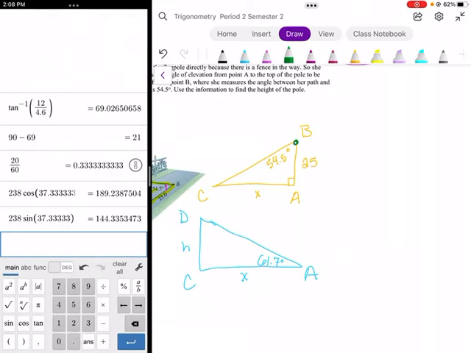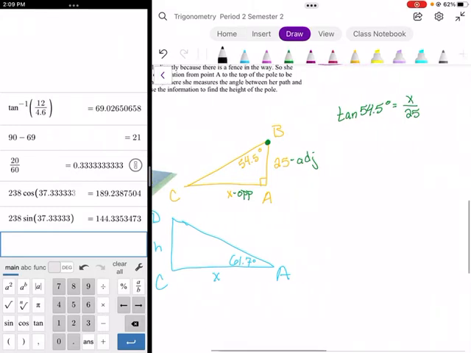Because X is the opposite side and 25 is our adjacent. So if we use this, we can do the tangent of 54.5 degrees is equal to X over 25. Then you can solve the problem by multiplying both sides by 25. And that can be typed directly into our calculator to estimate the values.